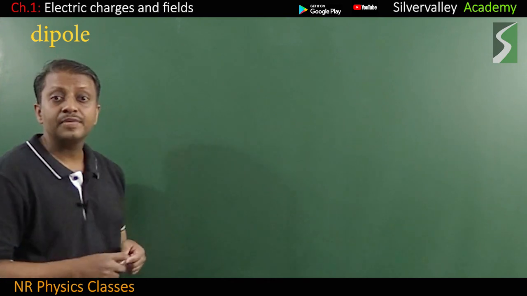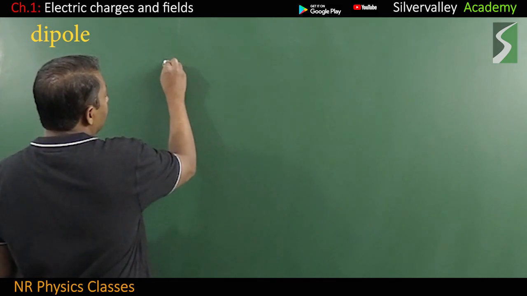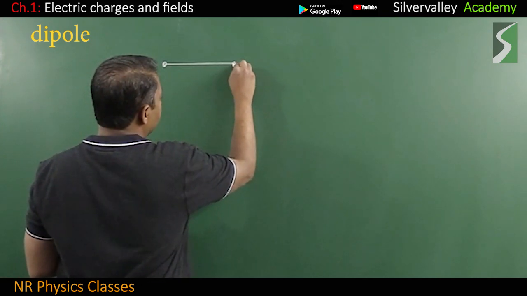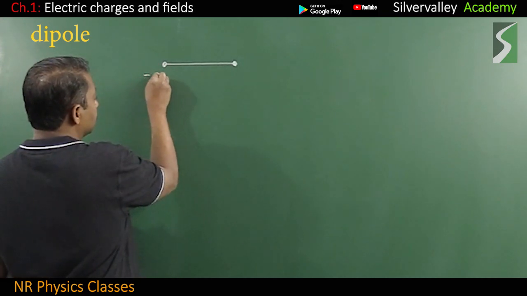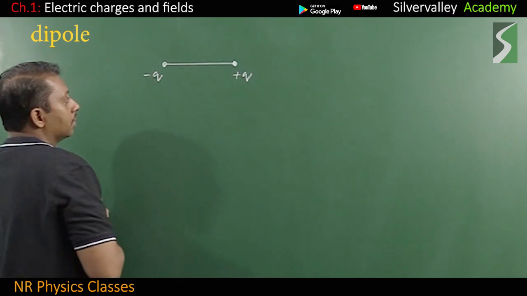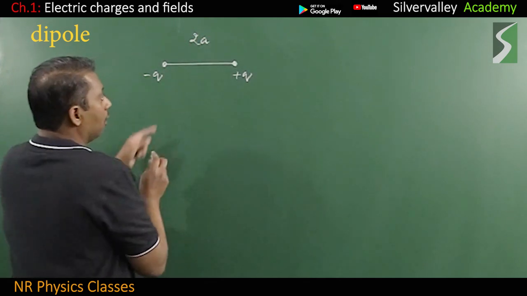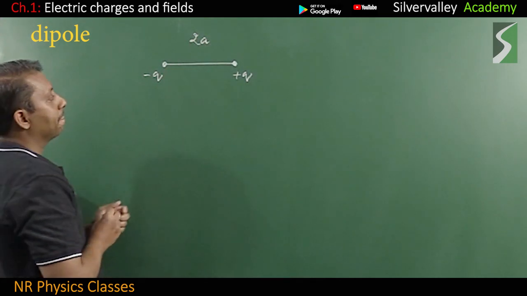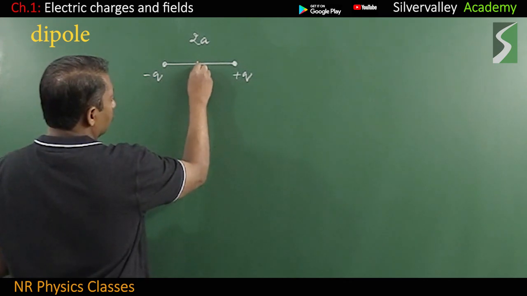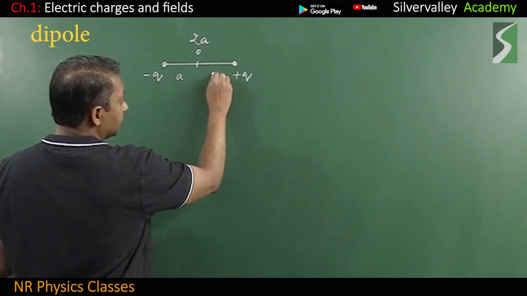Third concept, electric dipole. Two equal and opposite charges separated by a small distance constitute a dipole, minus q and plus q. The distance between the charges is taken as 2a or 2d. This is the center of the dipole, O. Then this distance is a, and this distance is another a.